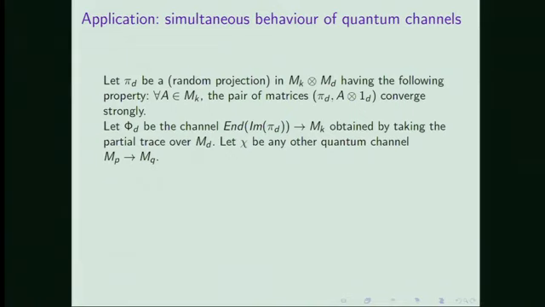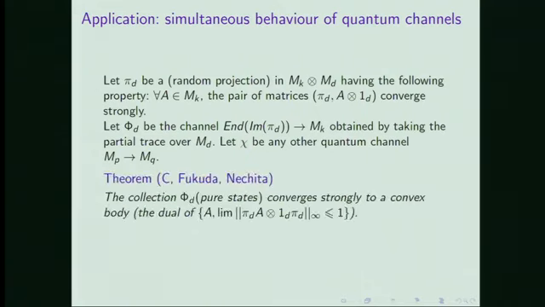So if I have this projection, I get for free a channel which goes from the endomorphisms of the image of pi_d to M_k just by taking the partial trace. And now if I take any other quantum channel, then what we prove with Motohisa Fukuda and Ion Nechita is that if I look at the image under the family phi_d of all pure states, then it converges strongly to a convex body, which is the dual in the sense of Guillaume of this convex body here.